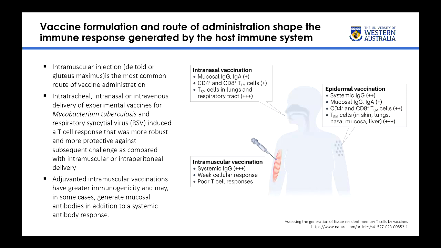Intranasal, you have mucosal immunoglobulins as well, and activation of some resident cells, some T cells. Epidermal vaccination, again IgG, but also IgA, and then activation of resident T cells as well. So the route of vaccination is extremely important when you're thinking about where and how to deliver.